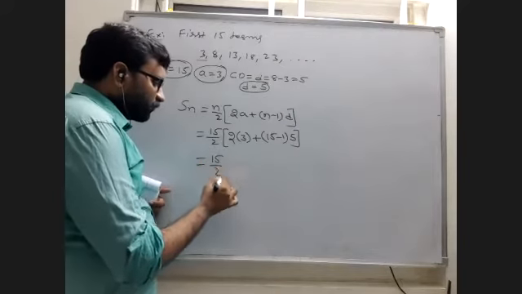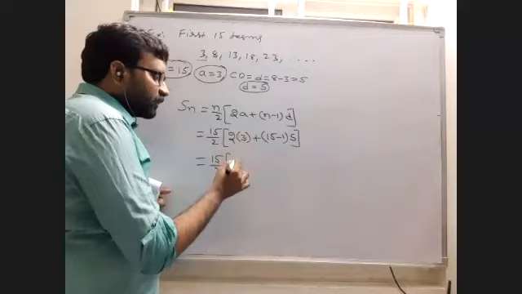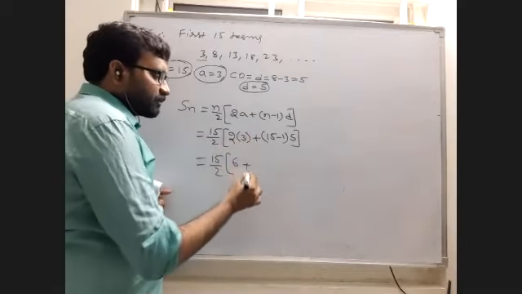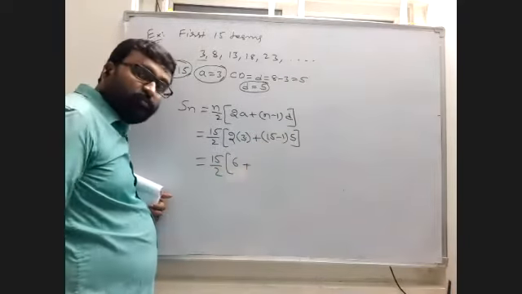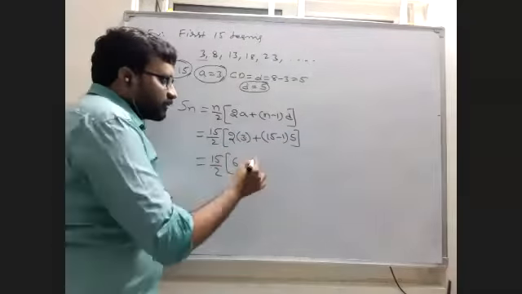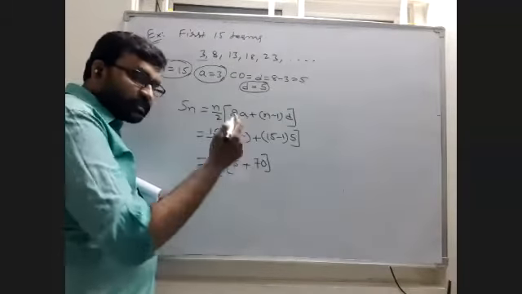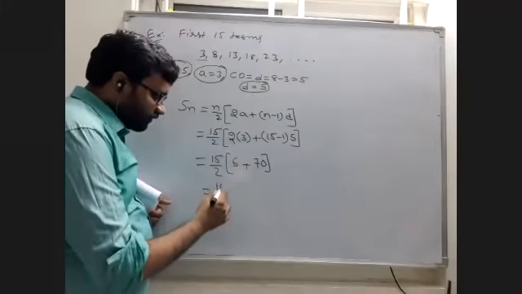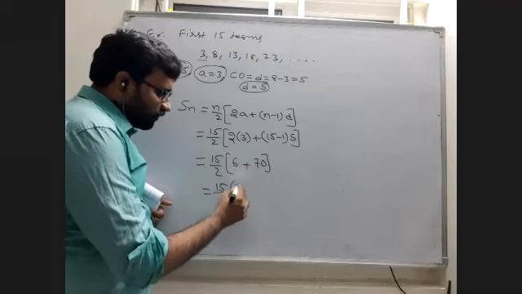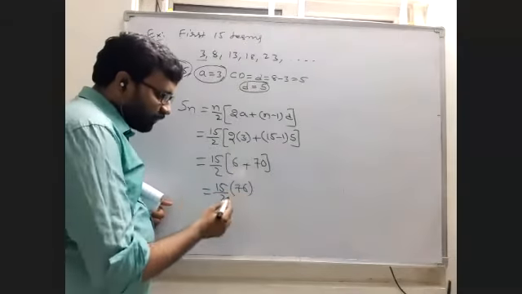15 by 2, bracket open, 2 threes are 6, plus 15 minus 1, 14. 14 fives are 70. 70 plus 6, 76. That is 15 by 2 into 76. Now we can cancel with the 2.